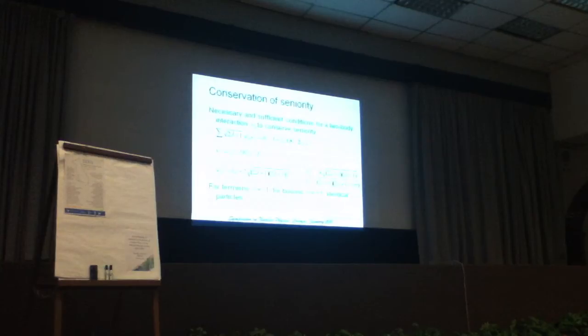These coefficients A here are just numerical coefficients, so they involve the 6j symbol, but this is just a numerical coefficient. And so if your interaction conserves seniority, it should satisfy this identity. This is the condition which is derived in the book by Talmi. And actually, you can do this for fermions, you can also do it for bosons. It's basically the same derivation.